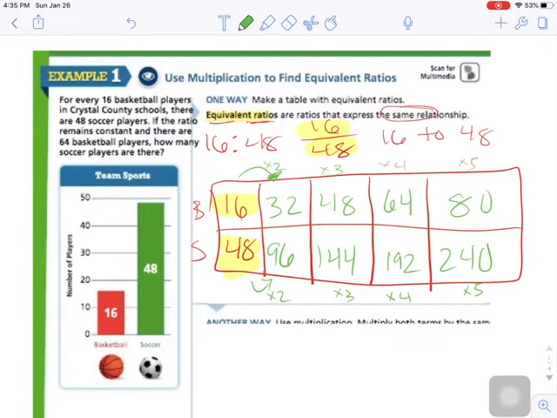And so all of these ratios in this table, 16 to 48, 32 to 96, 48 to 144, are all equivalent because they have the same relationship. So these are equivalent ratios.